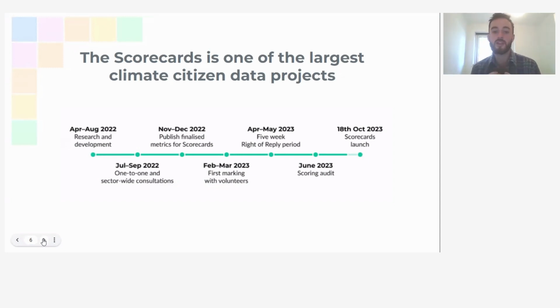And what's unique about the scorecards is it's one of the largest climate citizen data projects that we know of. We'd love to find out if there's stuff that's bigger, but it's one of the largest that we know. The scorecards themselves come from 3 different main data areas. So one of the ways we collect data is from freedom of information requests, which are legally binding requests that you can send to councils to gather information.